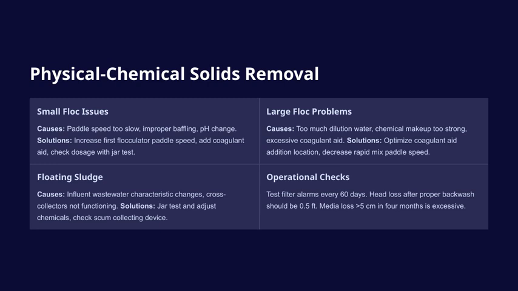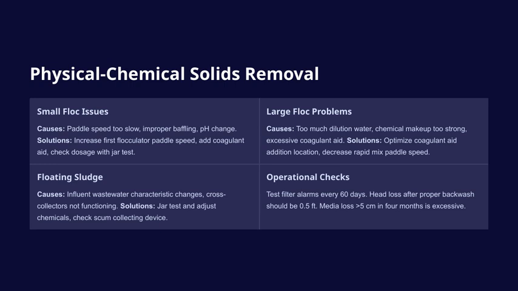Moving on to large flock problems, these are usually caused by excessive dilution water, overly strong chemical makeup, or too much coagulant aid being used. The solutions involve optimizing where we add the coagulant aid, making sure it's in the right spot, and decreasing the paddle speed during rapid mixing to prevent oversized flocks.